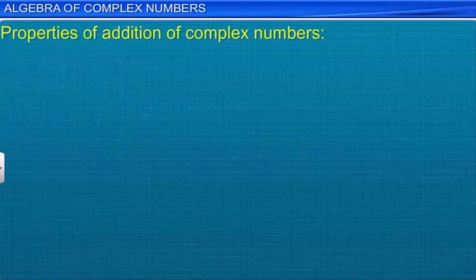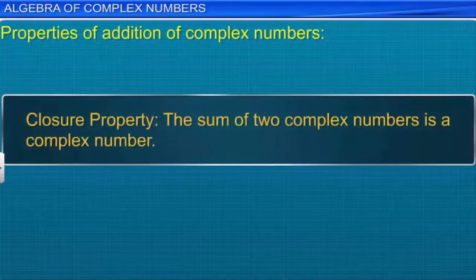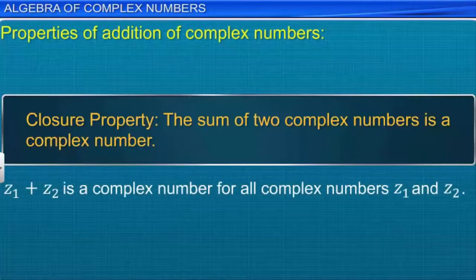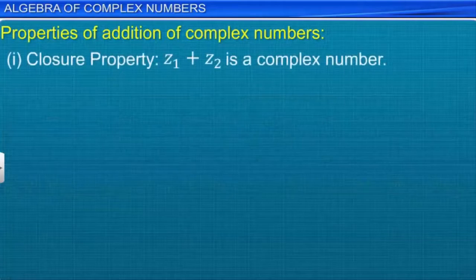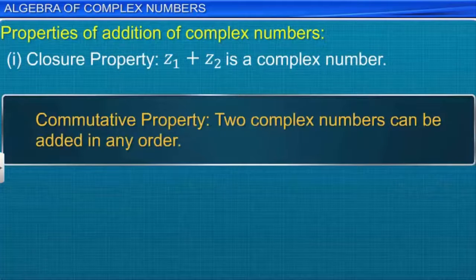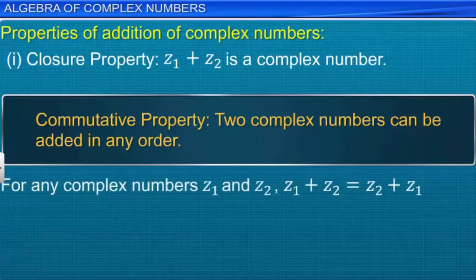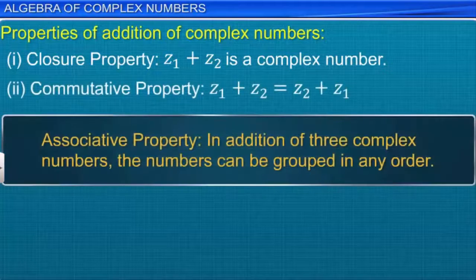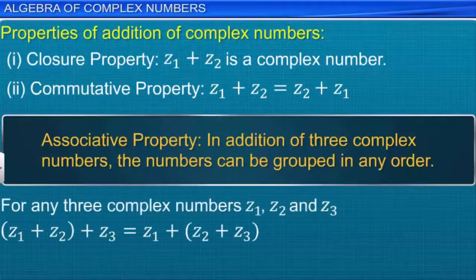Let's look at the properties of addition of complex numbers. The sum of two complex numbers is also a complex number. Therefore, we can say that complex numbers are closed under addition. The commutative property of addition states that two complex numbers can be added in any order. The associative property of addition of three complex numbers states that the numbers can be grouped in any order.